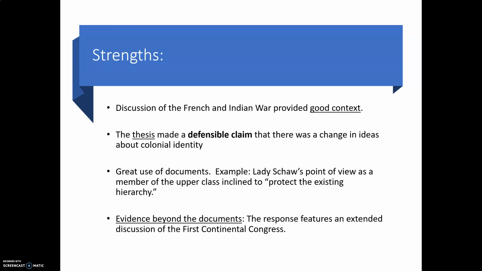This author also provides some evidence beyond the documents, which of course you're going to be doing 2 of those. One example would be the response features an extended discussion of the First Continental Congress. That's not something addressed in any of the documents, and yet they have it in the essay. Good stuff. Now, again, what's the prompt? Evaluate the extent of change in ideas about American independence from 1763 to 1783.